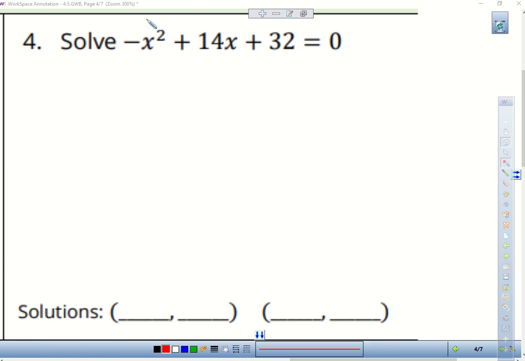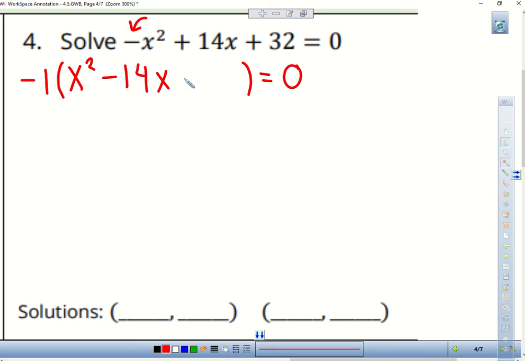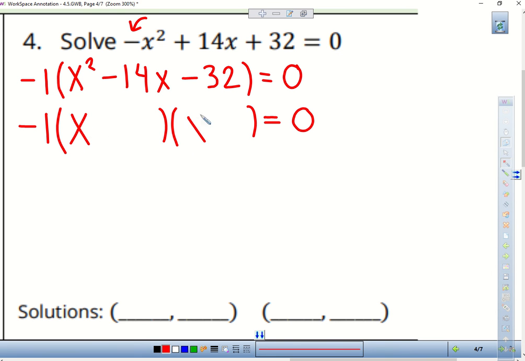So oftentimes when you have a negative value in the front of your x squared, the easiest way to deal with this is to actually factor out a negative 1. Do you remember doing this last week? So when you factor out a negative 1, it's just going to change the sign of every term. And once that happens, you're then going to factor this into two binomials. So factors of negative 32 that add up to negative 14. 16 and 2. Good. Negative 16 and positive 2.